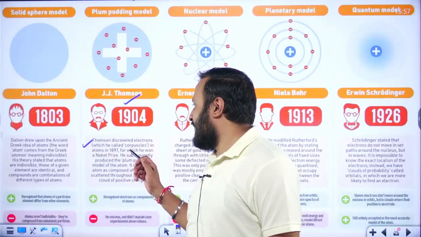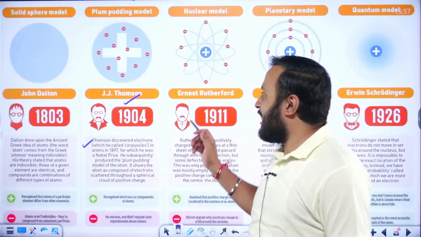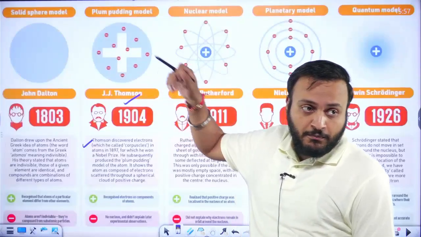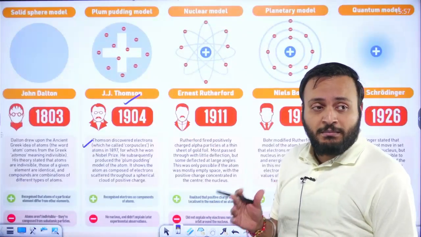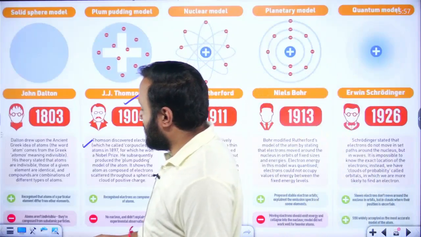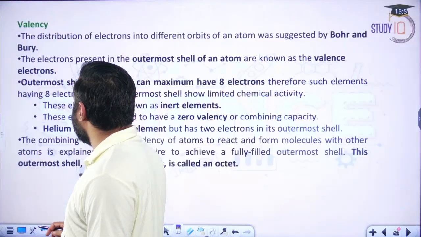Thomson actually discovered the electrons, and he gave the plum pudding model. What is plum pudding model? Guys, you can also call it the watermelon model. Let me show you the picture of Thomson's watermelon model.